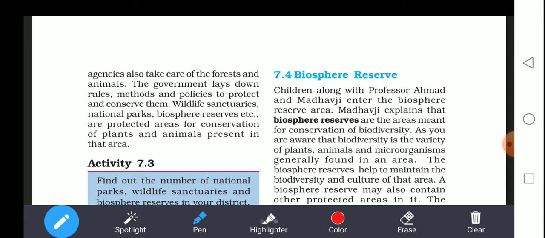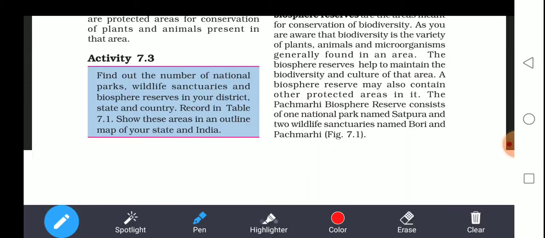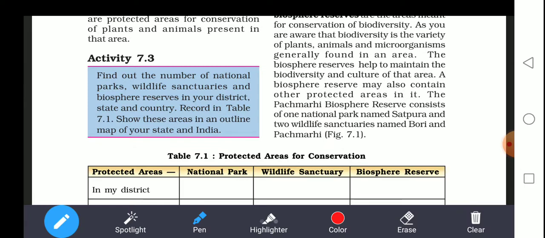Here, activity 7.3, you have to do by yourself. What is it telling? Find out the number of national parks, wildlife sanctuaries and biosphere reserves in your district. You have to do it by yourself. Mark these areas on an outline map of your state and India. Take a printout and locate those wildlife sanctuaries and biosphere reserves which are found in India. Locate them and show them with the help of a marker, or by some symbol.